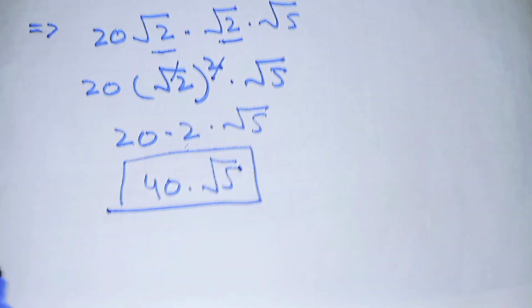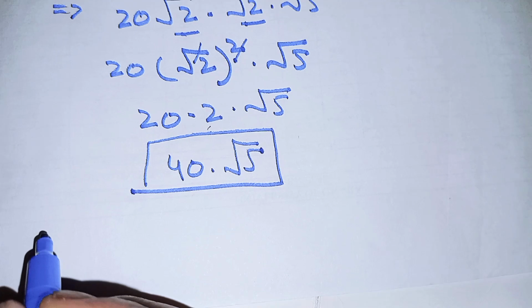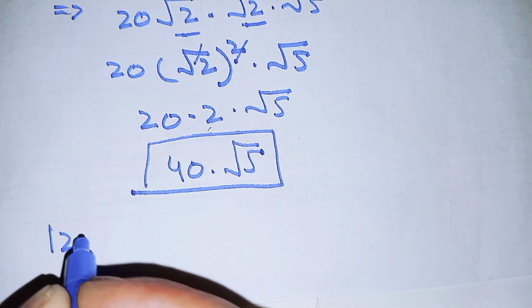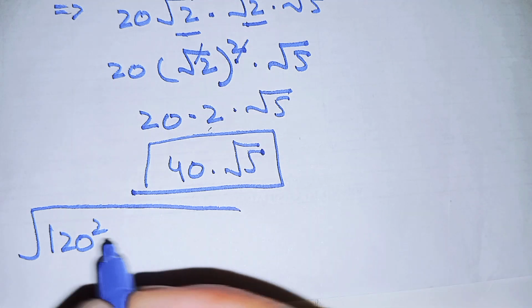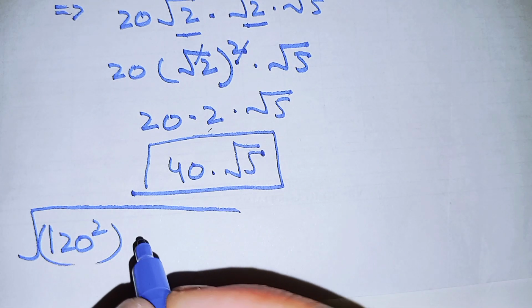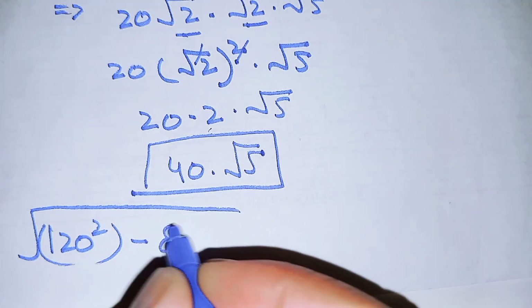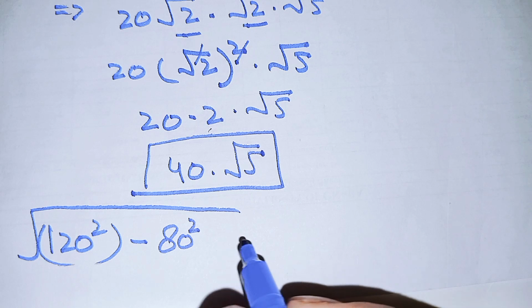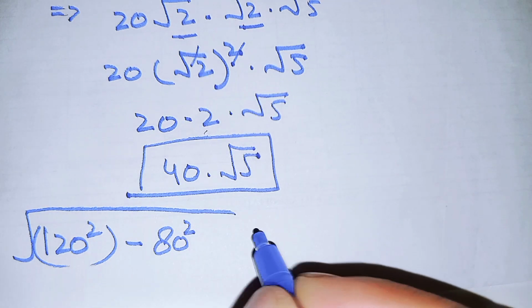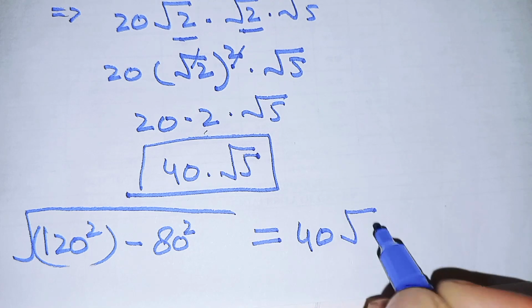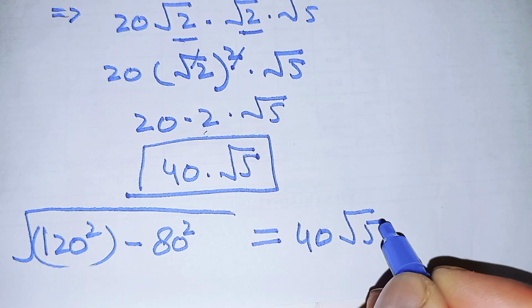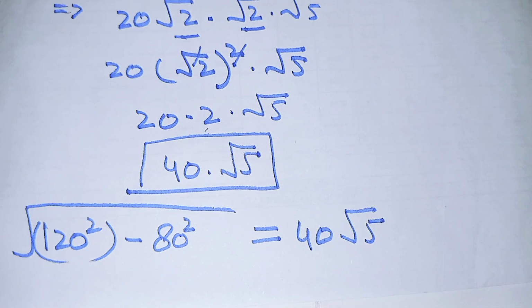And so here we got the value: the square root of 120 squared minus 80 squared is the value of 40 square root of 5. So this is the final solution.